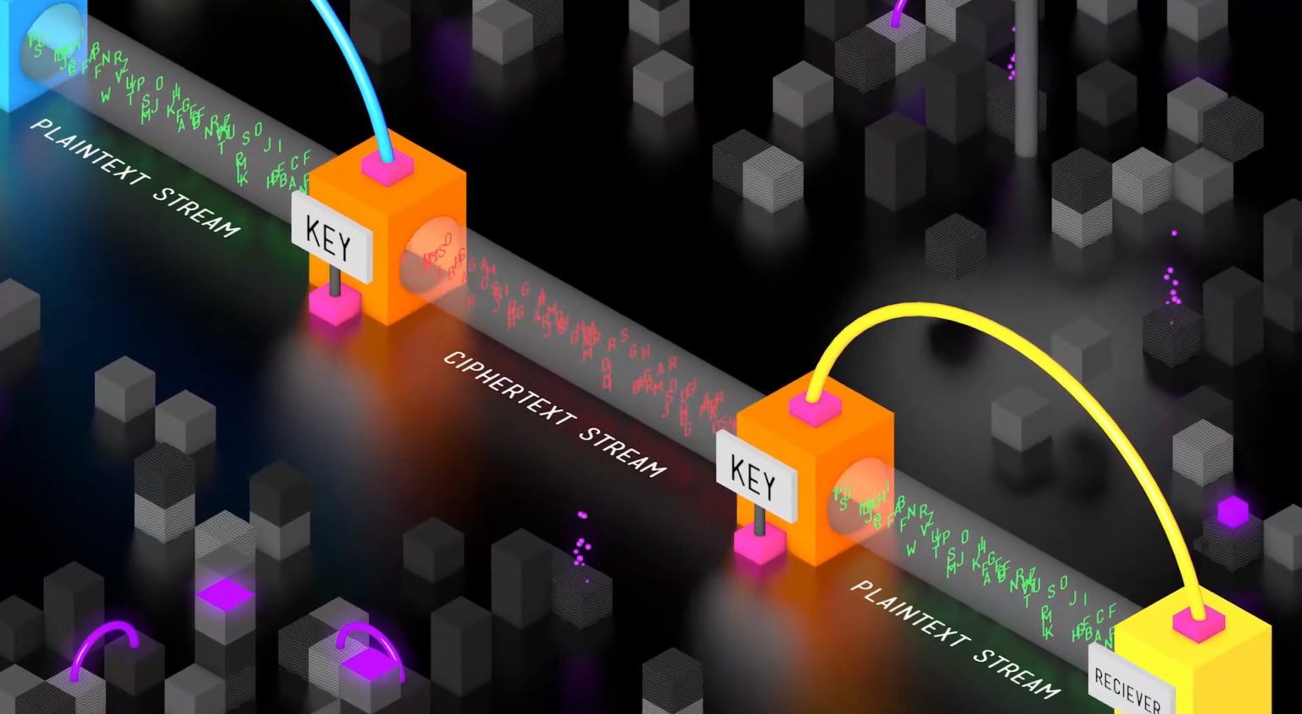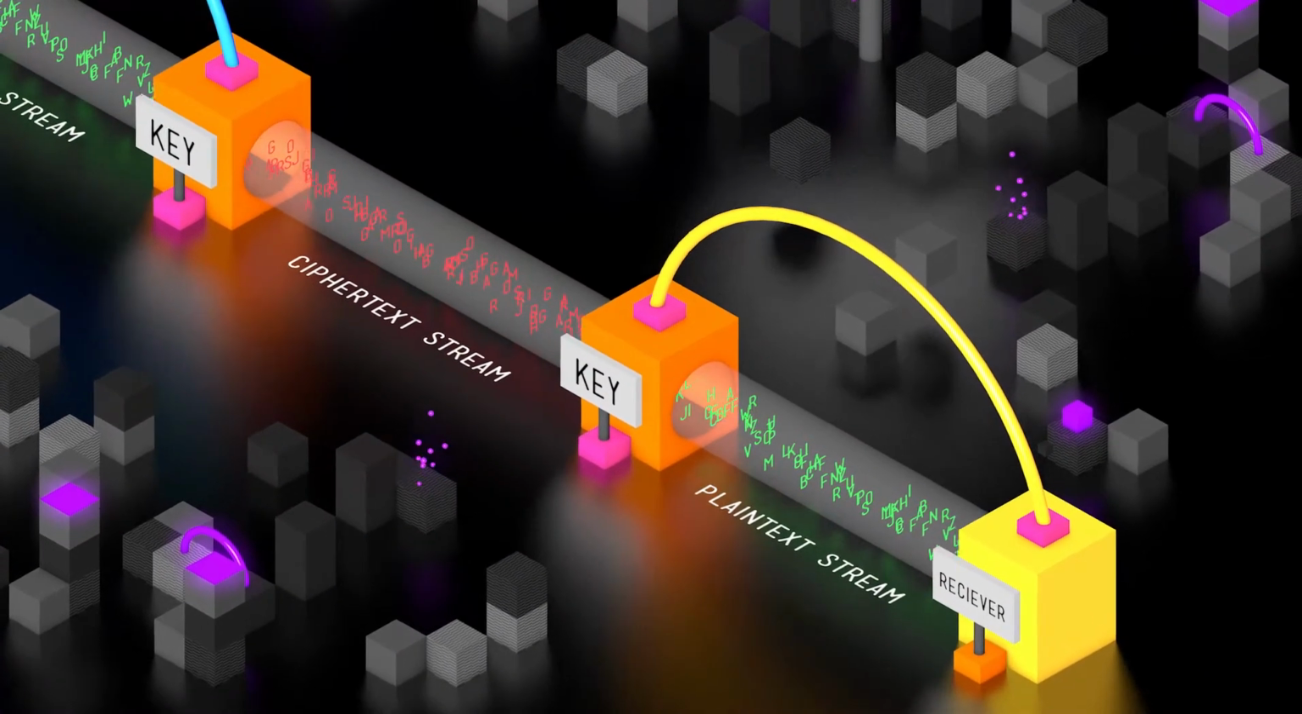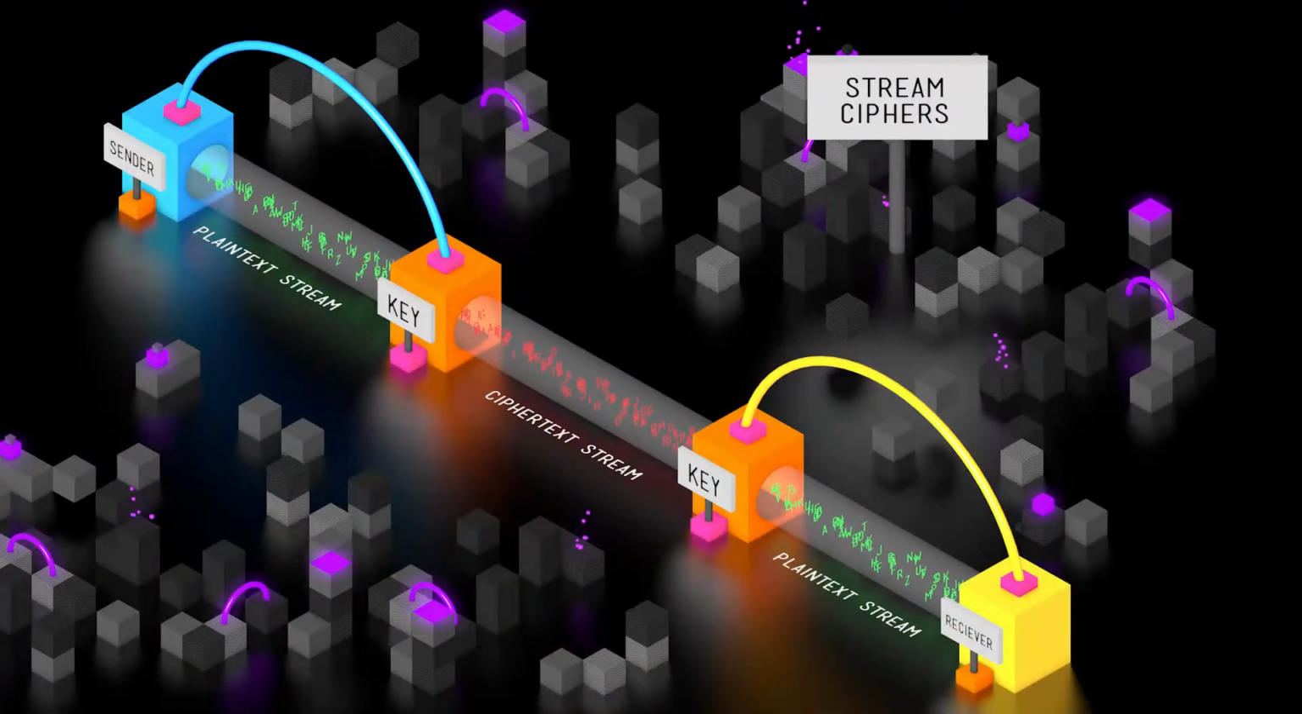The receiver generates the same key stream from the shared key and bitwise XORs these bits with the received cipher stream to recover the plain text stream. We will explore the theoretical and practical security of ciphers like these.